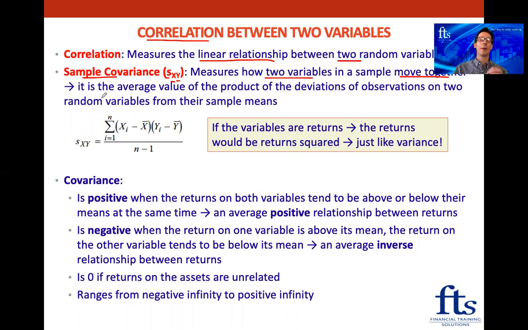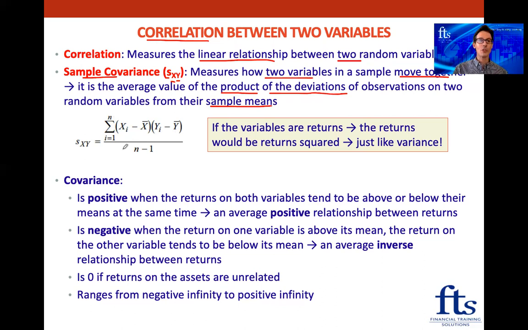Now, I don't want anybody to panic about this definition over here and even this horrible looking formula here, because we don't have to know any calculations. We just need to understand what this is, and it's not as bad as it looks. If we break it up, we're going to see that. So what is this thing? It is the average value of the product of the deviations of observations on two random variables from their sample mean. So we're going to go to the formula and then we'll come back to all of this wording over here.